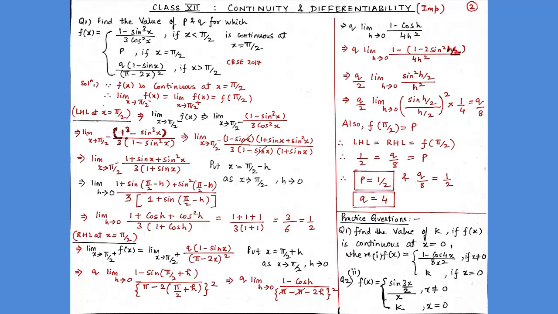So we can write this as q into limit h tends to 0, 1 minus sin, and in place of x, we will write pi by 2 plus h, upon pi minus 2, and again in place of x, we will write pi by 2 plus h, whole square. So from here student, we get q limit h tends to 0, and we know that sin(pi by 2 plus h) is cos h. So we get 1 minus cos h upon, and on solving the denominator, we get (pi minus 2h) whole square. So from here student, we get q into limit h tends to 0, 1 minus cos h upon 4h square.